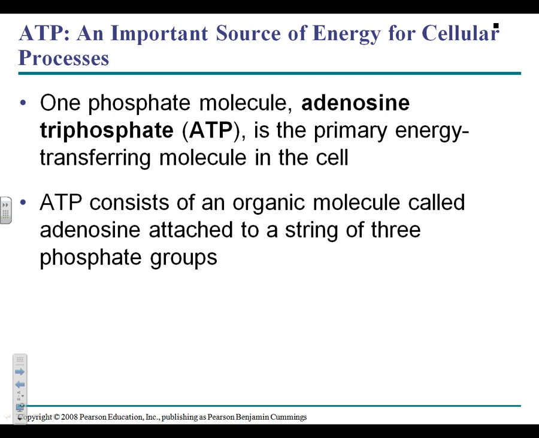ATP is an important source of energy for cellular processes. You covered the whole idea of respiration in Living Environment when we talked about the human body. Adenosine triphosphate, ATP, is the primary energy transferring molecule in the cell. It's very important in AP Bio. ATP consists of an organic molecule called adenosine, which is attached to a string of three phosphate groups.